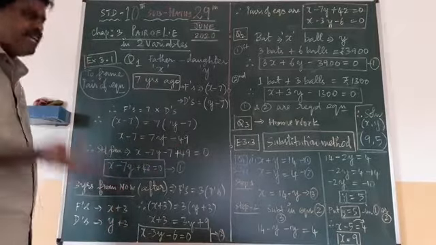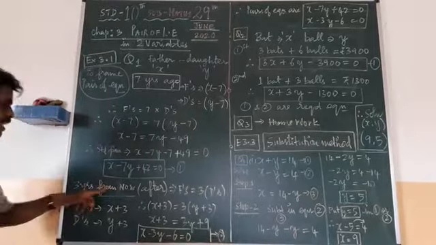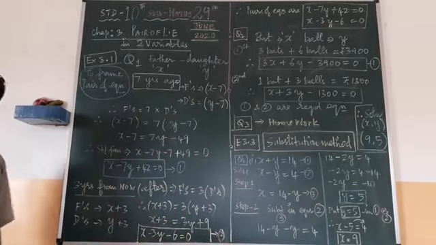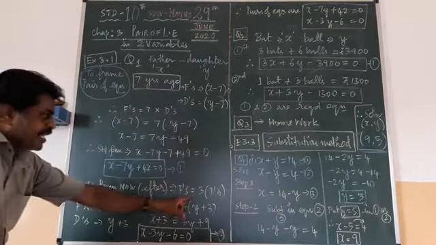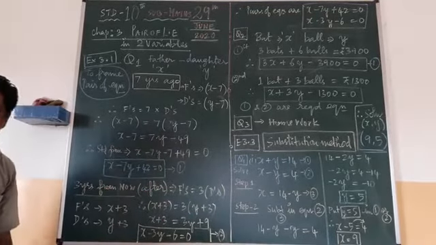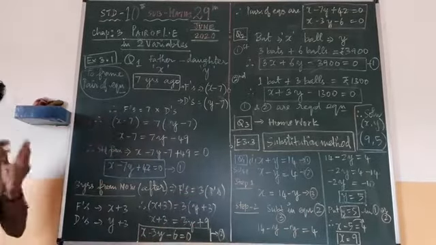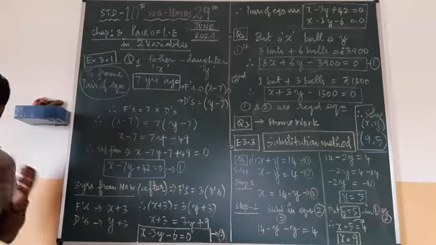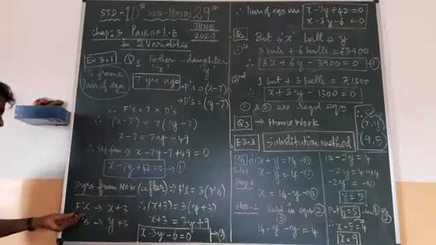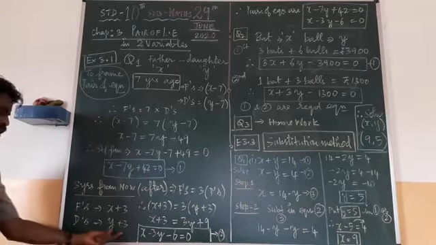First equation. Second condition, the same problem they are telling. 3 years from now, that means after 3 years, the father is telling that his age is 3 times his daughter's age. So now my present age is X. After 3 years, what will be there? 3 years will be added. Same thing: father's age will become X plus 3, daughter's age will become Y plus 3.